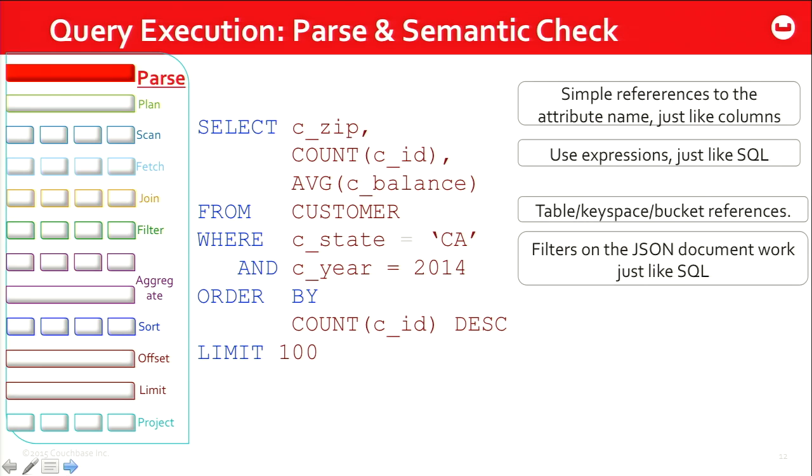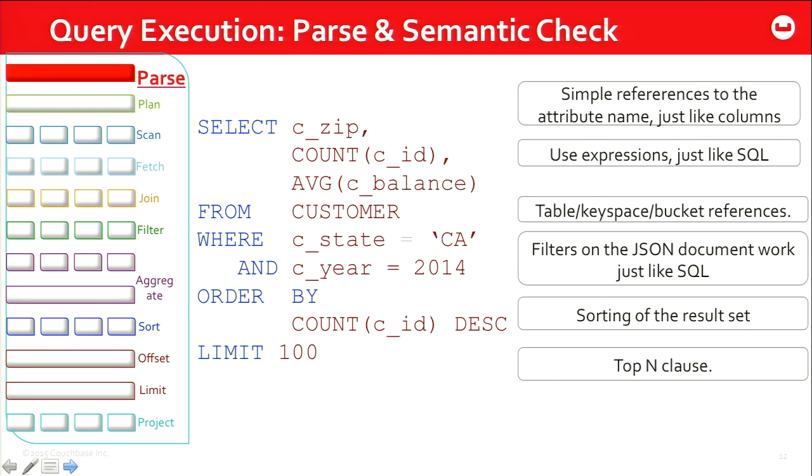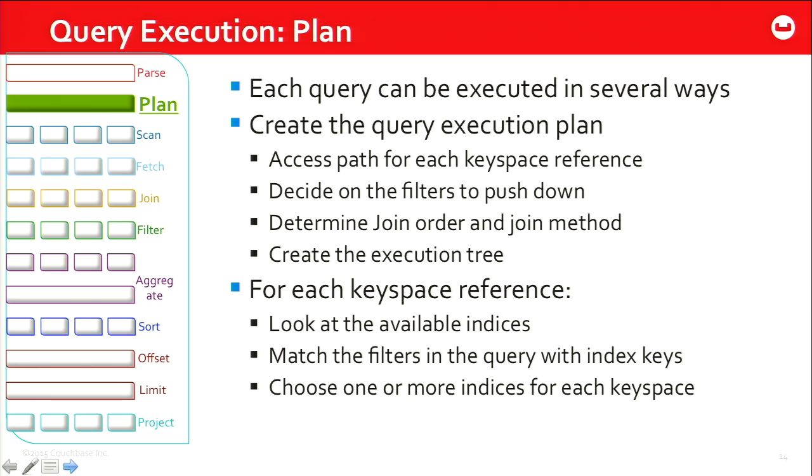Predicates, again, work just like SQL. If you are doing a predicate on a nested object, let's say contacts.address.phone number, you can have a dotted reference anywhere within your query engine. And then you can order by any arbitrary complex expression within your query, followed by a top-N clause. That's the limit and the offset clause within our query engine.